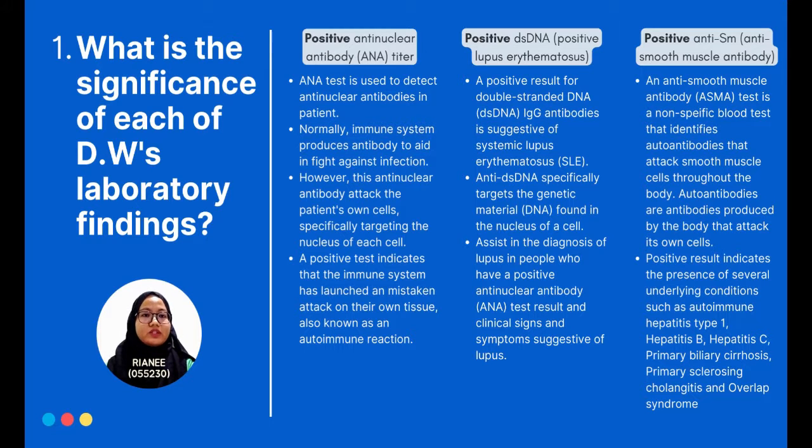The third test is the positive anti-smooth muscle antibody test. An anti-smooth muscle antibody test is a non-specific blood test that identifies autoantibodies that attack smooth muscle cells throughout the body. Autoantibodies are antibodies produced by the body that attack its own cells. Positive results indicate the presence of several underlying conditions such as autoimmune hepatitis type 1, hepatitis B, hepatitis C, primary biliary cirrhosis, primary sclerosing cholangitis, and overlap syndrome.